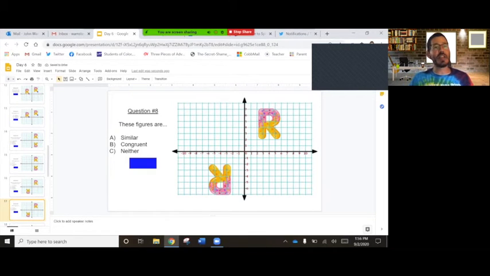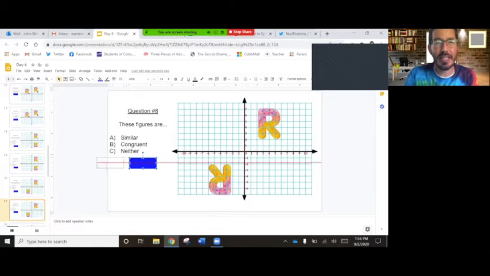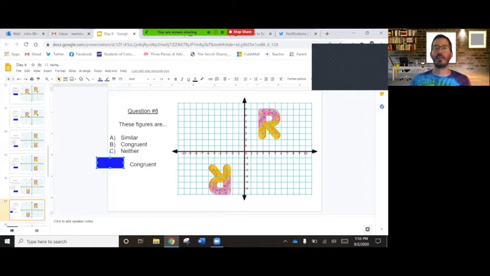Question number 8: these figures are A, similar, B, congruent, or C, neither. I hope based on the answer to our last question that you immediately said they're B, congruent. They're the same size and shape, even if they're facing different directions. All right? I hope you said that.